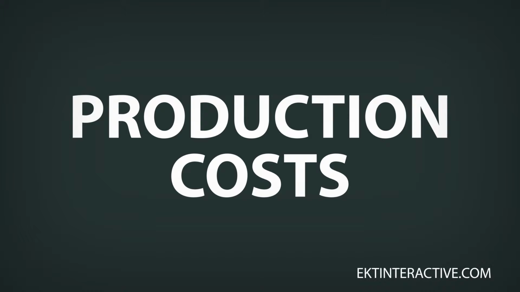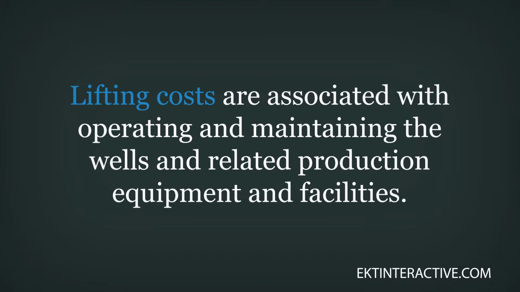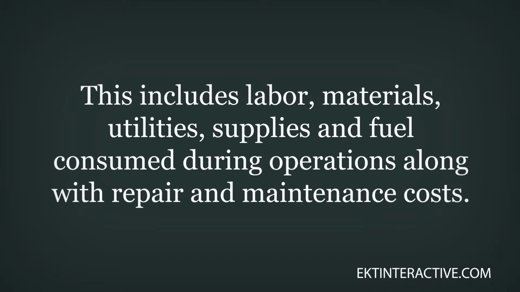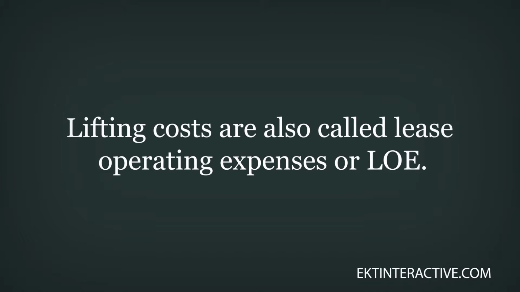Let's discuss production costs in more detail. Production costs include lifting costs, gathering and transportation costs, and various taxes and royalties. Lifting costs are associated with operating and maintaining the wells and related production equipment and facilities. This includes labor, materials, utilities, supplies, and fuel consumed during operations, along with repair and maintenance costs. Lifting costs are also called lease operating expenses, or LOE.